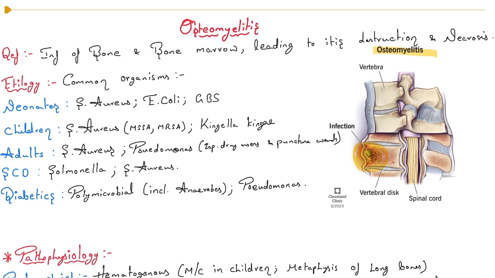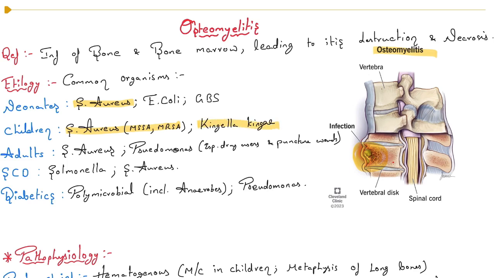So etiology means causes. Common organisms we can see in osteomyelitis: first, in neonates we can see Staph aureus, E. coli and group B streptococcus. These are the most common pyogenic osteomyelitis causative organisms. In neonates we can see Staph aureus, E. coli and GBS. In children, same Staph aureus, but also MRSA and Kingella kingae.